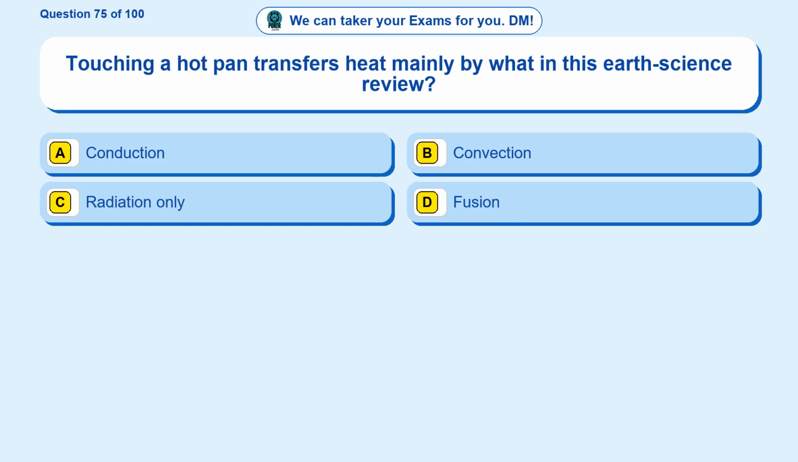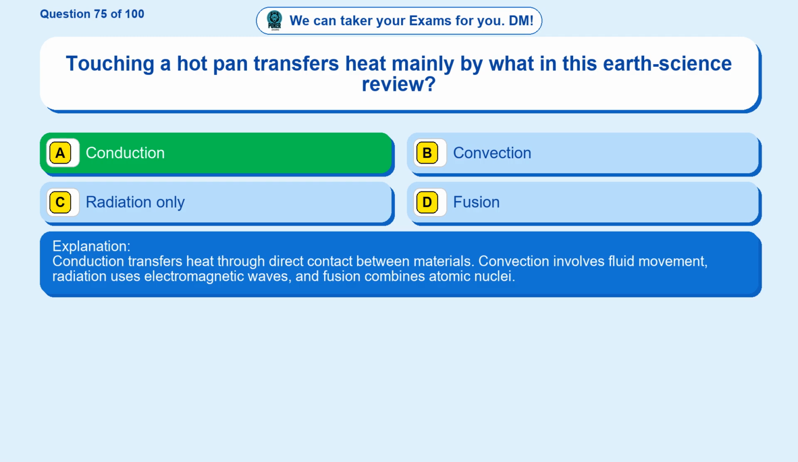Question 75. Touching a hot pan transfers heat mainly by what in this Earth Science Review? Option A, conduction. Option B, convection. Option C, radiation only. Option D, fusion. The correct answer is option A. Conduction. Conduction transfers heat through direct contact between materials. Convection involves fluid movement, radiation uses electromagnetic waves, and fusion combines atomic nuclei.